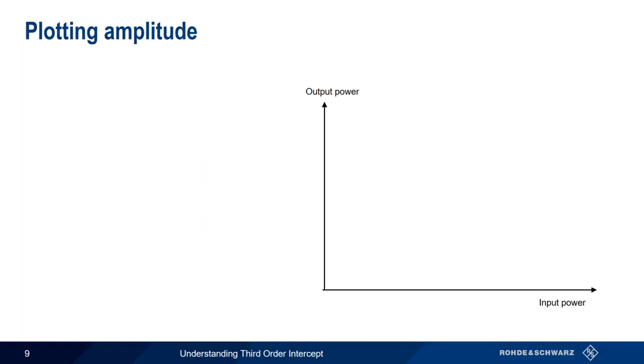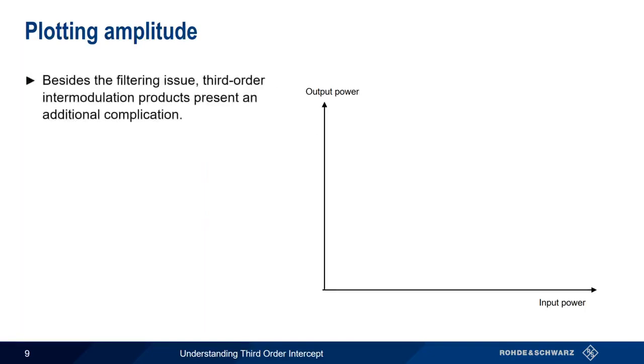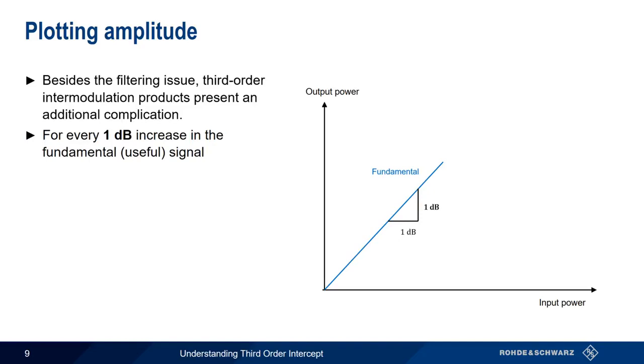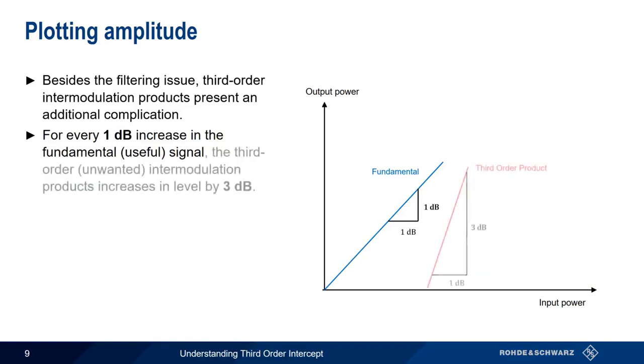In addition to being difficult to filter out, there's another complication when it comes to third-order intermodulation products. Namely, for every 1 dB increase in the fundamentals, that is the desired or useful signals, the undesired third-order intermodulation products increase in amplitude by 3 dB. In other words, the troublesome third-order products aren't just close in frequency to the fundamentals, but they also grow in amplitude much more quickly than the fundamentals.